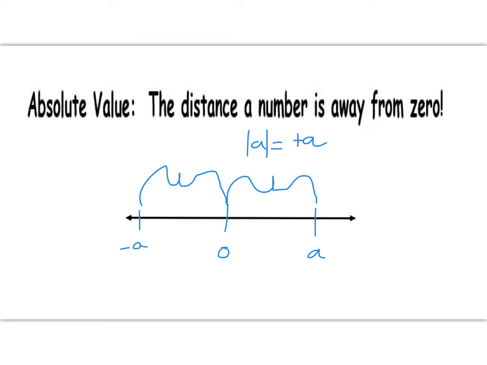But it's not, because remember, there is no negative distance in this realm of reality. That doesn't make sense. Walking backwards does not count as a negative distance. So believe it or not, the absolute value of negative A is also positive A, because distance cannot be negative. So that's basically what the absolute value does.